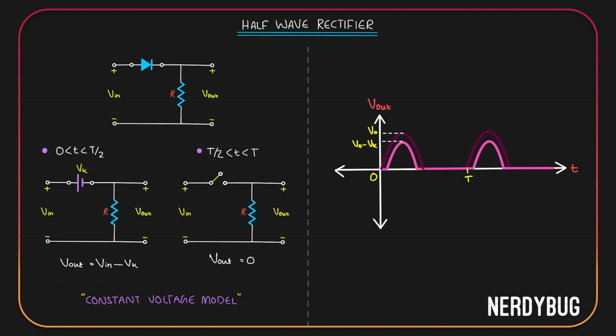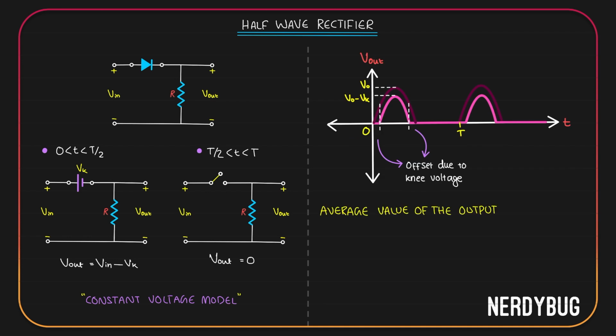When we took the ideal diode model, the maximum value of the output is V0, which is the maximum value in the input. But when we take the constant voltage model, the maximum value we get in the output is V0 minus Vk, Vk being the knee voltage of the diode. Also, the output is 0 until the value of input becomes equal to the knee voltage. It can be referred to as the offset due to knee voltage.